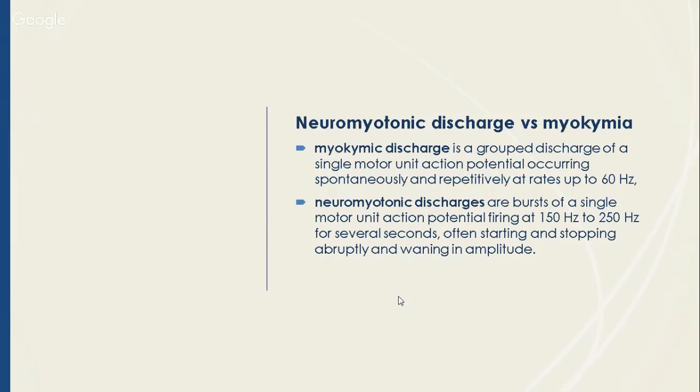So what's the difference between your myotonic discharge and myokymia? Myokymia is actually a group discharge of a single motor unit action potential, at a lower frequency than neuromyotonia, which is bursts of a single motor unit action potential at a much higher frequency, 150 to 250 hertz. And that stops and continues.